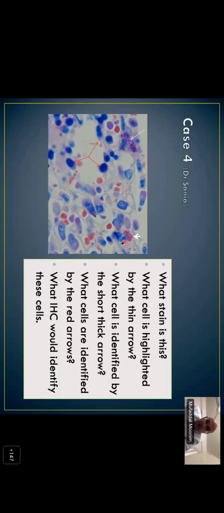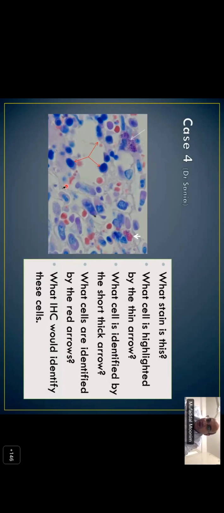Excellent. Very good. And what do you think are the cells identified by the red arrows? Sir, these cells have bluish, light blue to pink cytoplasm with a dark bluish nucleus. The cells are the erythroblasts. Very good. Very well. You can see what Giemsa helps you to identify different cell lineages very, very effectively.